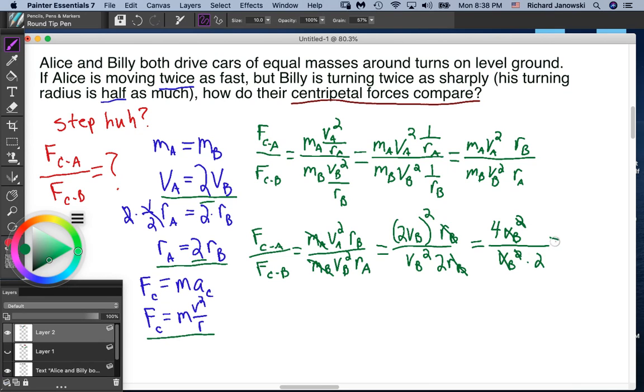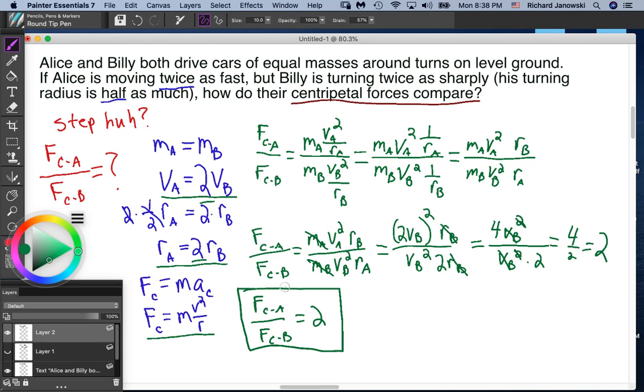And that just gives me 4 over 2. So this better not be calculator time. 4 over 2 is 2. So what do we figure out? Centripetal force of Alice over centripetal force of Billy is equal to 2. So that's your answer. So the ratio of Alice's centripetal force to Billy's centripetal force is 2.